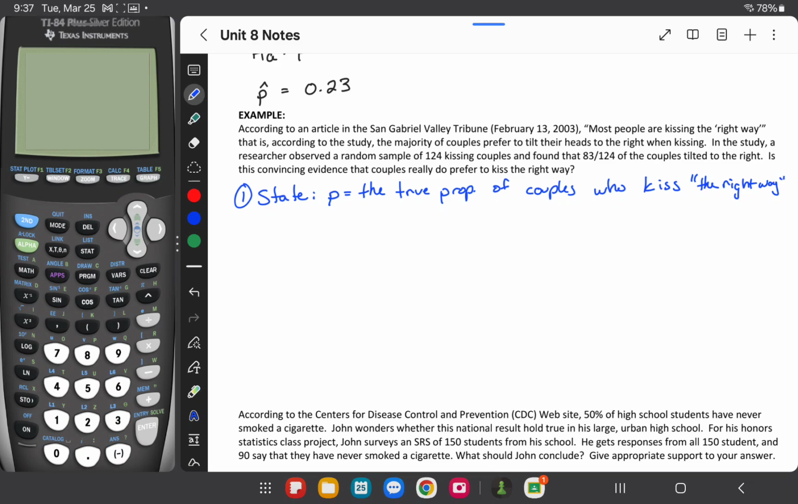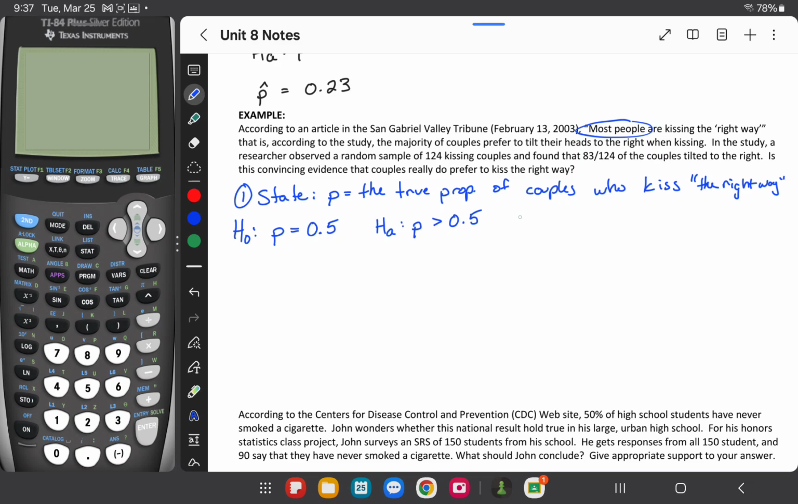Next, let's go ahead and set up our hypothesis. So for our null hypothesis, it says up here that the claim is that most people are kissing the right way. So most would indicate a majority. In other words, that 50% of couples are kissing, quote, the right way. And that's a pretty common thing with proportions. Typically, it will be 50% as a null hypothesis, but sometimes it might be different. For the alternative, we believe that there's actually going to be more couples that kiss the right way. And so we're going to say that our proportion is actually greater than 0.5.